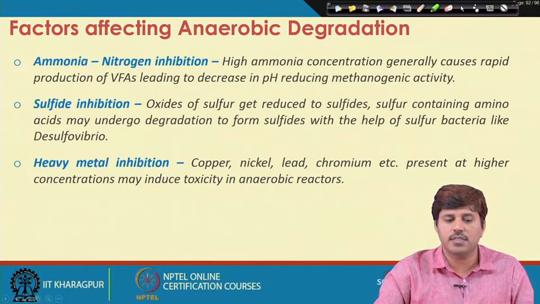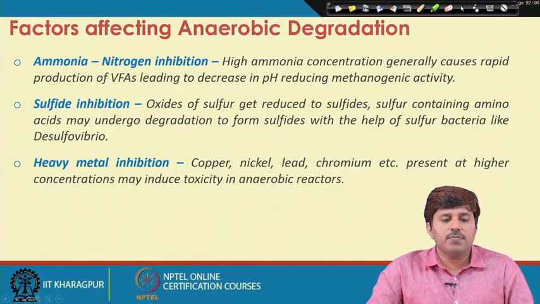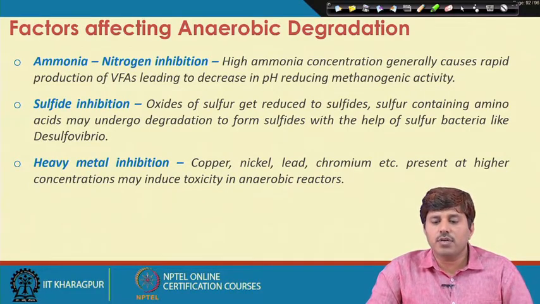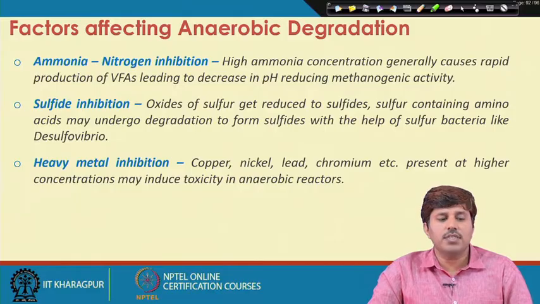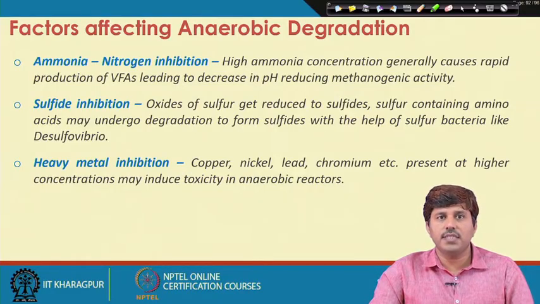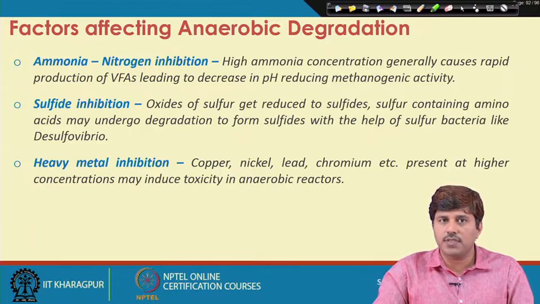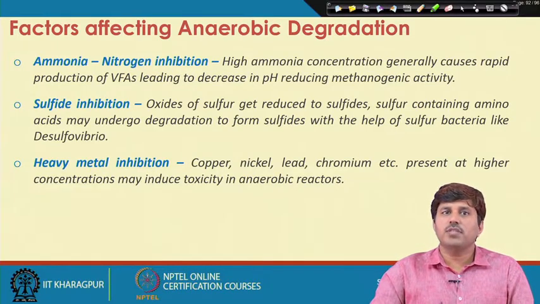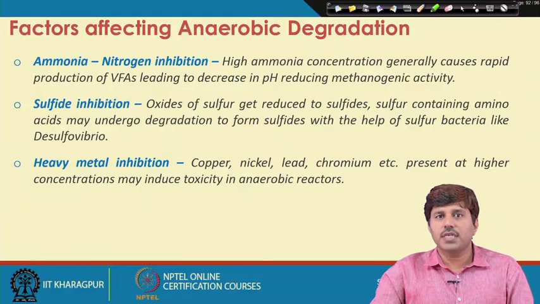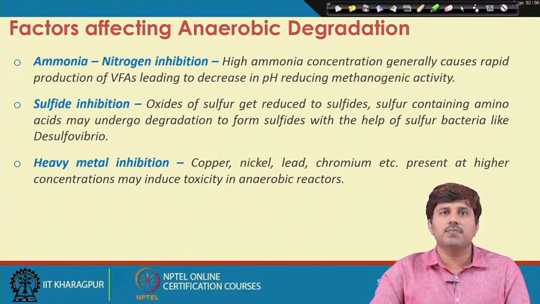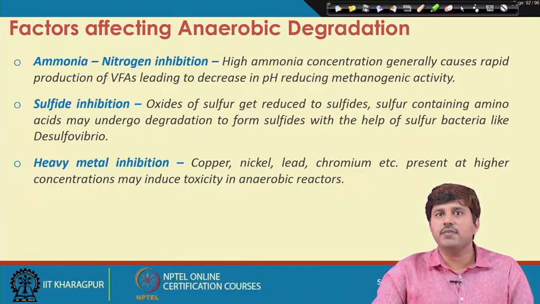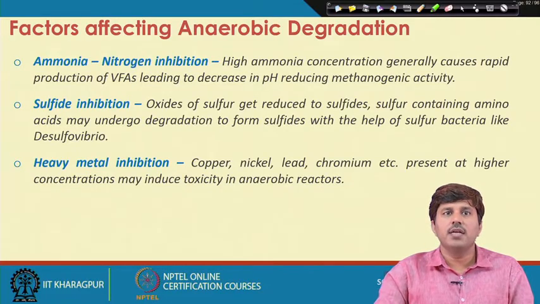and anaerobic reactors. There is inhibition from ammonia or nitrogen. High ammonia concentrations generally cause rapid production of volatile fatty acids, which again leads to a decrease in pH and reduces the methanogenic activity. There is inhibition from sulphide concentrations. Oxides of sulphur get reduced to sulphides, and sulphur containing amino acids may undergo degradation to sulphide with the help of sulphur bacteria. Okay.